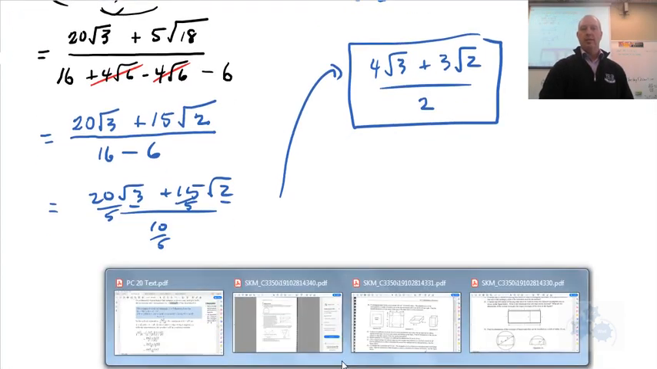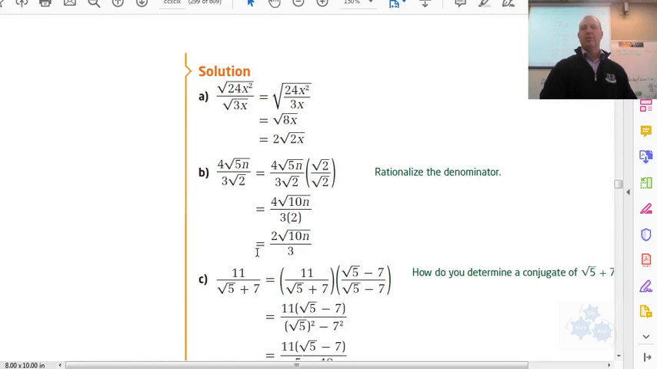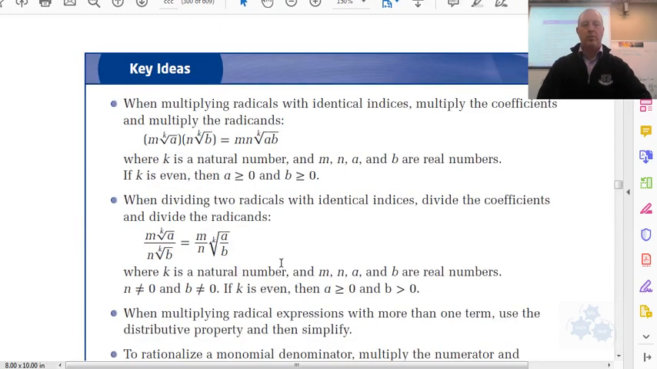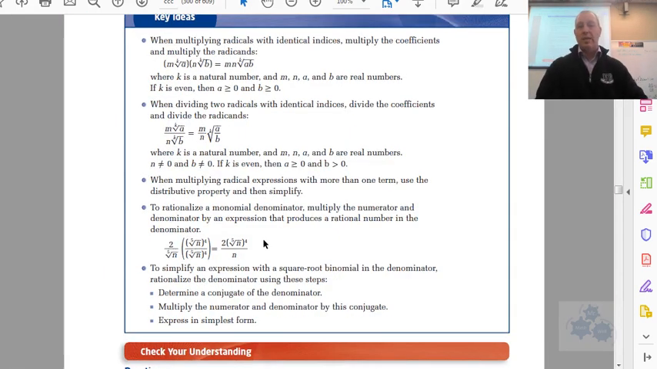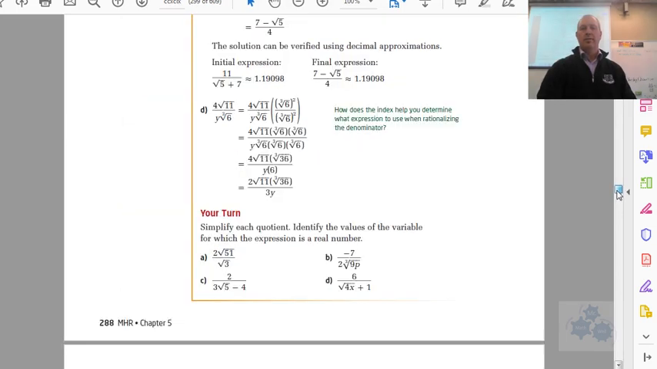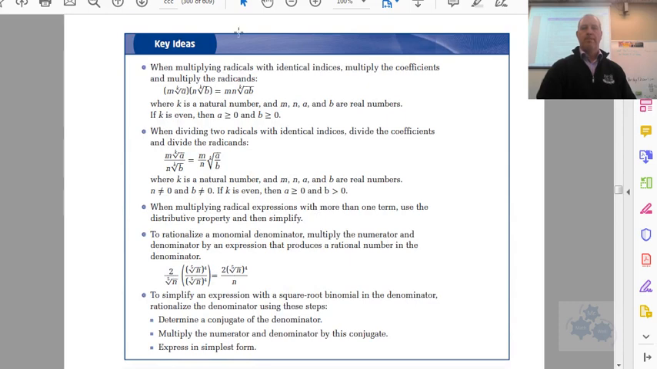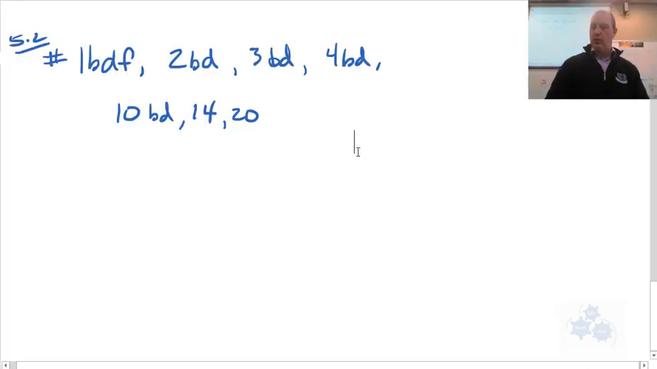So back to the textbook here. Let's see. There's some examples I'll get you to look through. All right. But we're coming to the end here. So this is the key ideas. Please take a moment to read through the key ideas. And then I'll give you your assignment. Okay. Here's your assignment from 5.2.